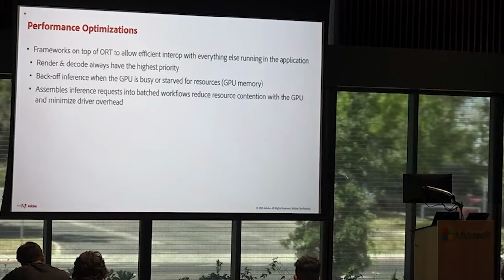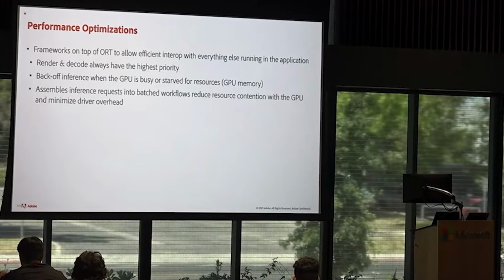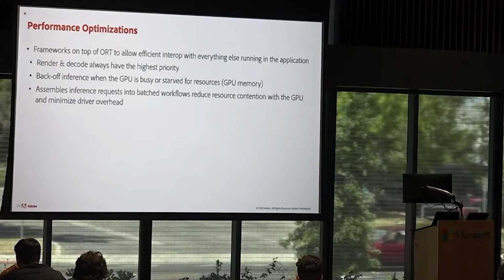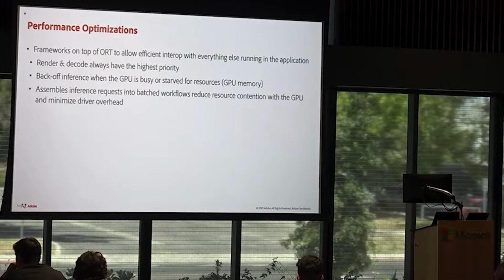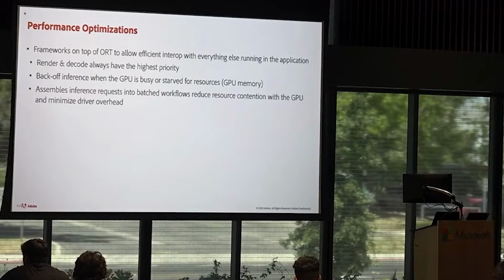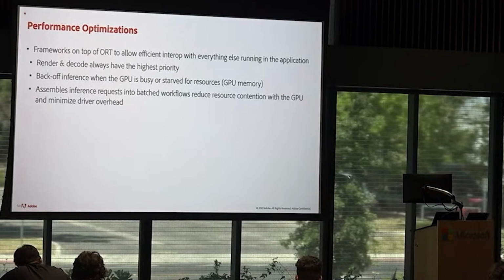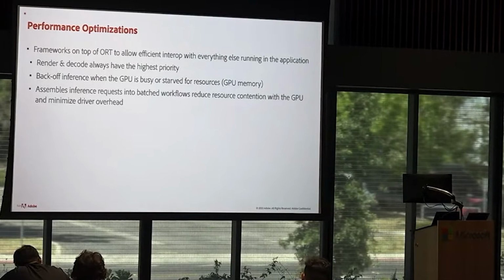So we've also made additional performance optimizations by building a framework on top of the ONNX runtime to allow efficient interop with everything else that we're running in the application. For us, that means that render and decode always have the highest priority because we need to produce frames for the inference engine. And we back off of inference whenever the GPU is busy or starved for resources, for example, if we're in a low GPU memory situation. And this is increasingly common as our customers gravitate to using higher frame rate and higher resolution media for their workflows.